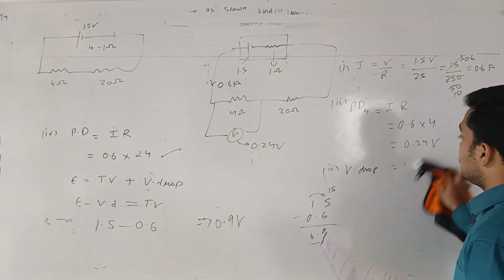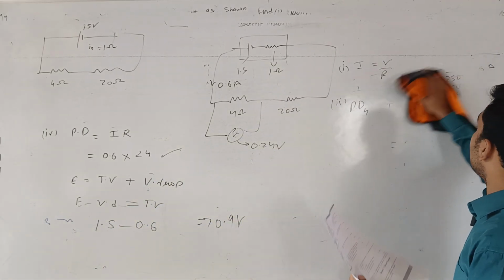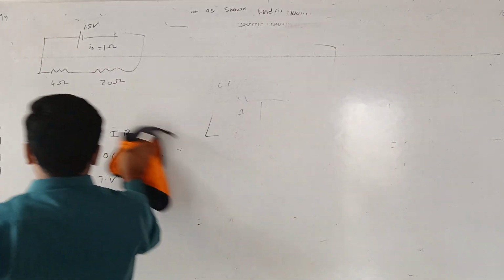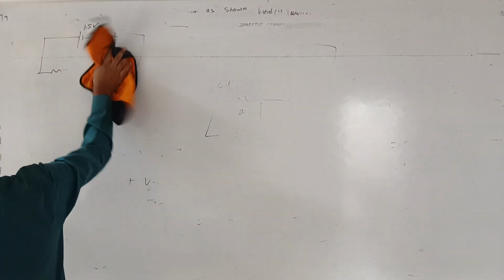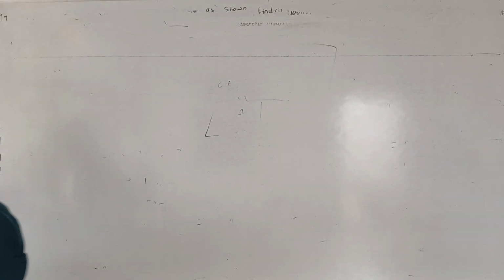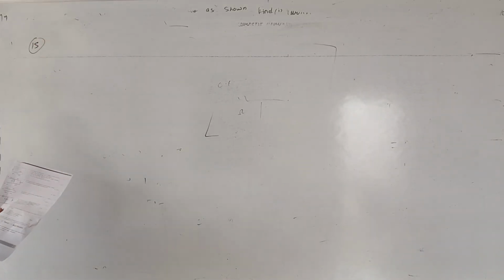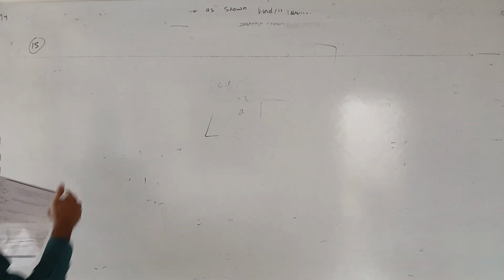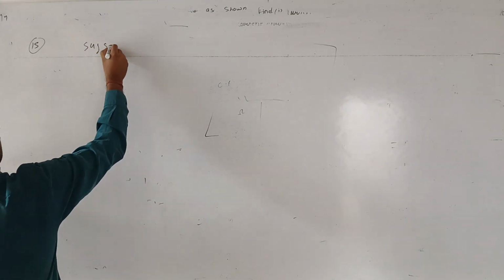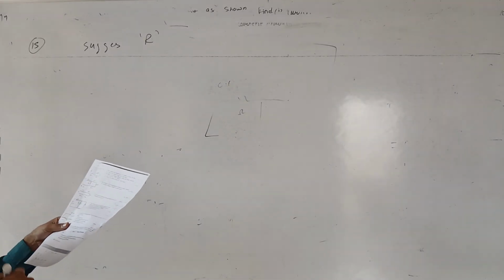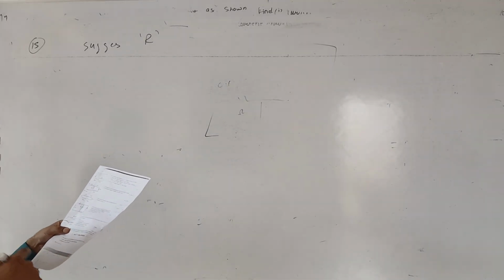Now we'll do our last question. This is the last question of the exercise. So it is a very easy question, 15th question. Suggest the value of R, and the method of connecting it together.